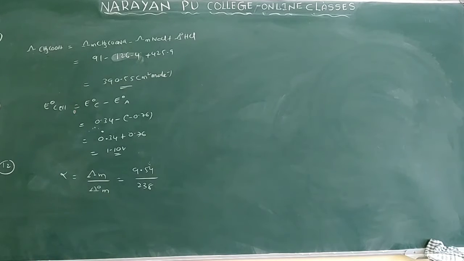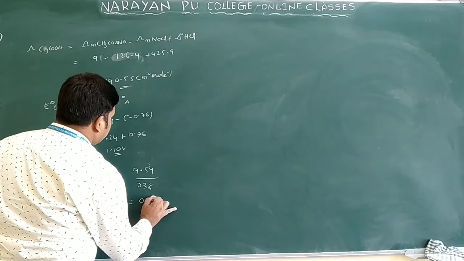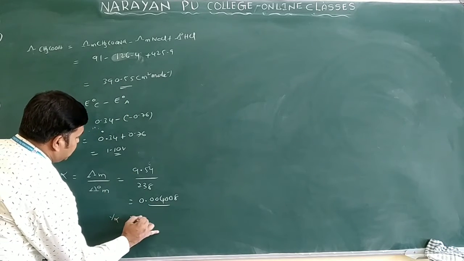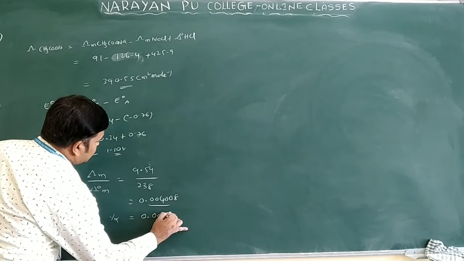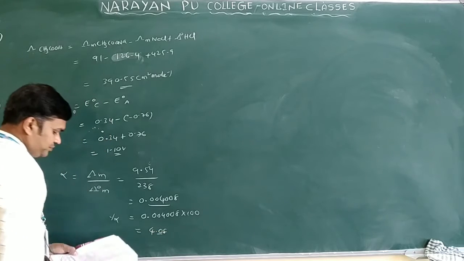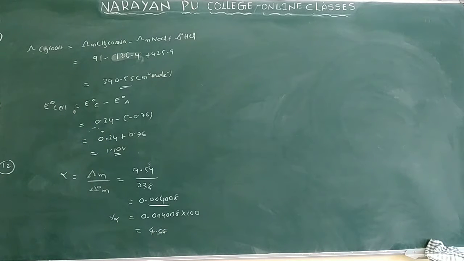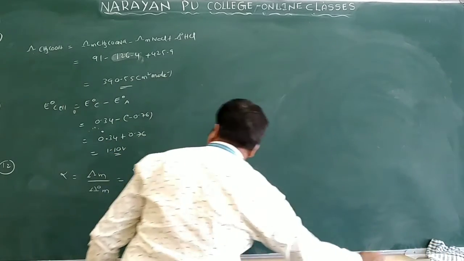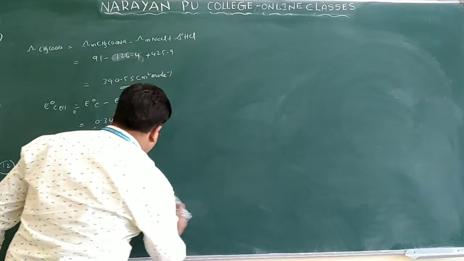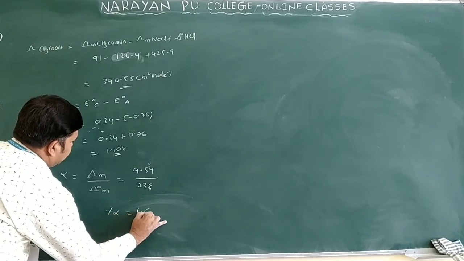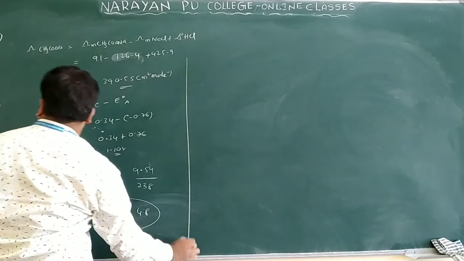9.54 by 238, you will get 0.0400, that is 0.0408. Then you can ask for the percentage of alpha. Multiply this one with 100. 0.0408 into 100, what will you get? You will get 4.08. So the percentage of alpha is 4.08%. Next step.